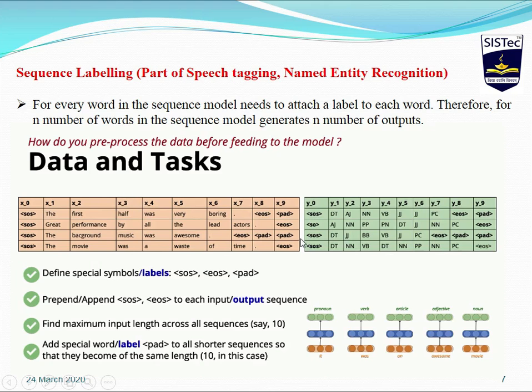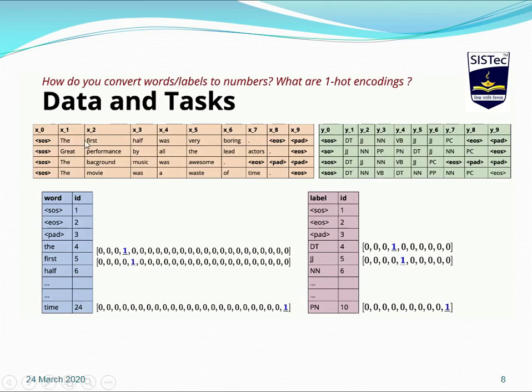Okay. We have already seen this example in the last video also. Your SOS is the first number, EOS is the second number, and padding is the third number. Then each unique word gets a unique number. Wherever 'the' comes, we will replace all of them with the number 4. All 'first' will be replaced by the number 5. Now the same process is repeating here also. SOS is given one number, EOS is 2, padding is 3, determinant is 4, adjective is 5, noun is 6, verb is 7, and so on. So here, what was the maximum number of unique words? 24. So what will be the length of the input vector?